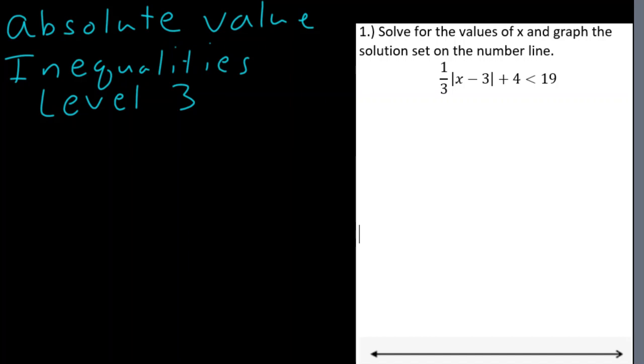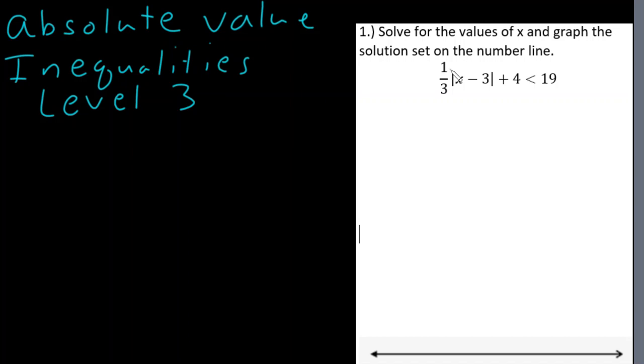Alright, and welcome to Absolute Value Inequalities, Level 3. Now, I want y'all to take a look at problem number 1 to the right, and notice that it's a little bit more complicated than either our Level 1 or our Level 2 video. So, the question becomes, what do I have to do as my first step?